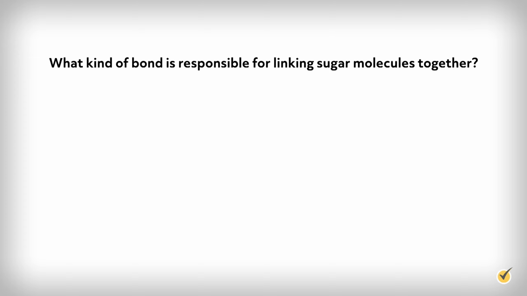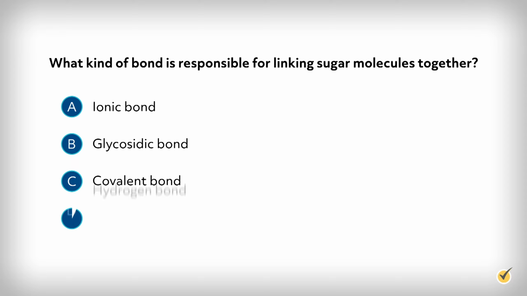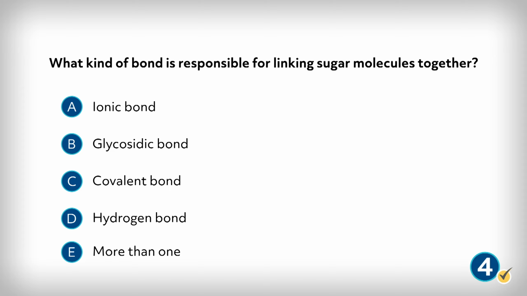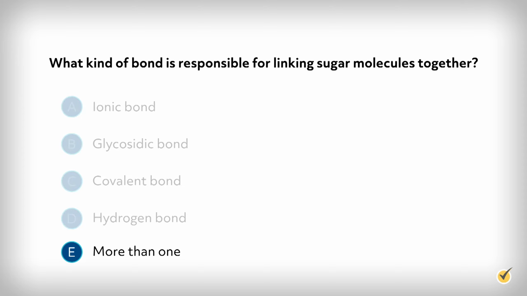What kind of bond is responsible for linking sugar molecules together? A, ionic bond. B, glycosidic bond. C, covalent bond. D, hydrogen bond. Or E, more than one? The correct answer is E. Sugar molecules are linked together via glycosidic bonds, which are a type of covalent bond. So both B and C are correct. There is some hydrogen bonding that goes on between the polymer glucose chains in cellulose, so D is also a correct answer.